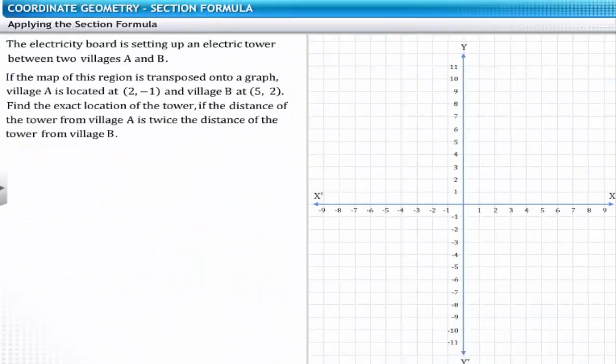By applying the section formula obtained, you can now determine the exact location of the electric tower. Let's review the problem again. The village A is located at (2, -1) and village B at (5, 2). The distance of the tower from village A is twice the distance of the tower from village B. If the map of this region is transposed onto a graph, find the exact location of the tower.